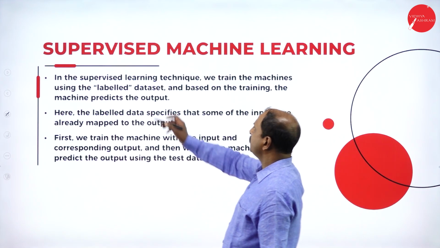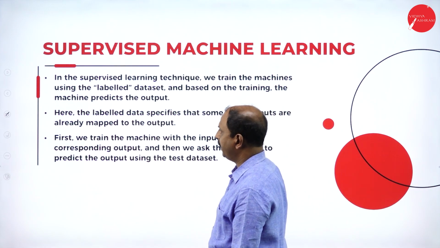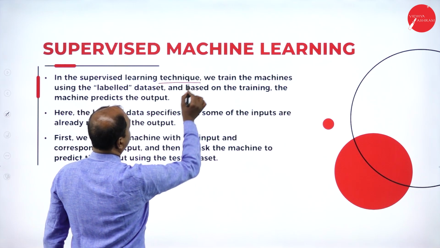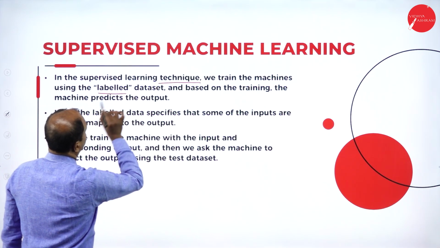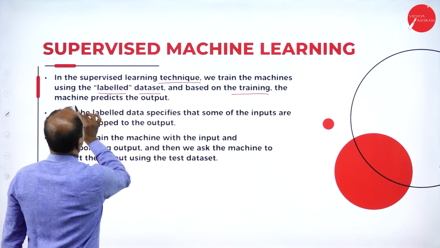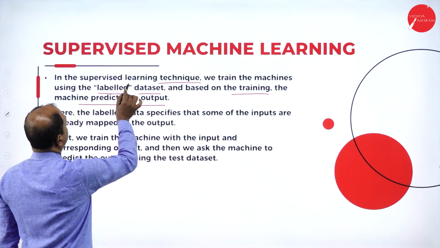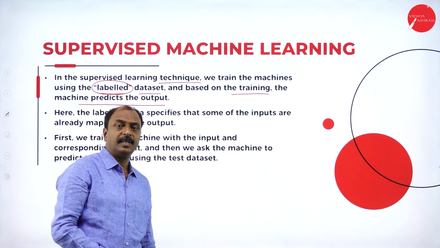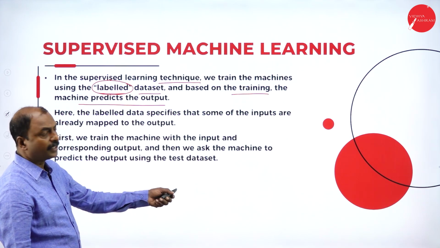Let us see what is the definition of supervised machine learning. If you look at the definition here, it is a learning technique, one of the techniques, where we train the machines by using a labeled data set, and based on training, the machine predicts the output. So please know that this supervised learning works with labeled data. We are going to learn the meaning of labeled data in our next slide.